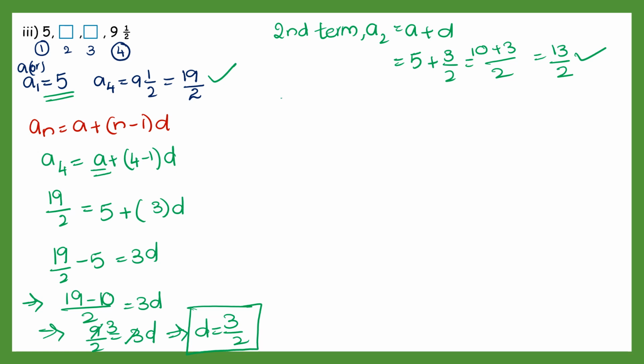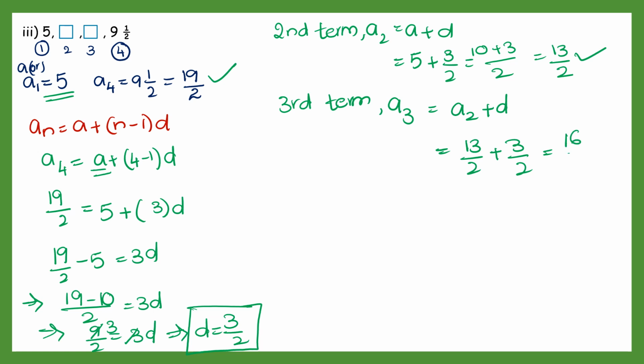Now, third term means what? Third term is A3. A3 means second term plus common difference. So the second term we got is 13 by 2. Common difference is 3 by 2. So you get 13 plus 3 is 16 by 2. That means 2 8s are 16. You get the third term as 8. This is one method of doing the problem, where we find the second term and the third term.